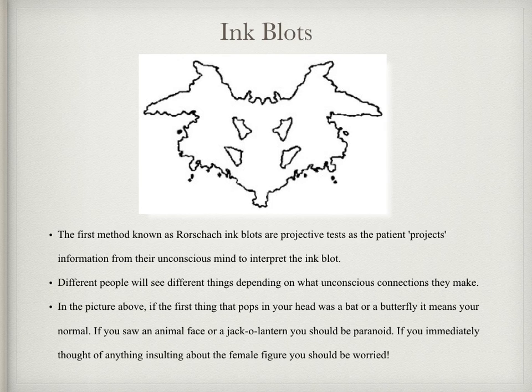So basically, this picture right here, I want everyone to take a look at it, take a snap, whatever your immediate thought is, and then hold it in your mind. If the first thing that popped in your head was a bat or a butterfly, it means you're normal. It's a common answer. But if you saw an animal face or a jack-o'-lantern, you should be paranoid, because that's kind of weird. But if you immediately thought of anything insulting about the female figure, you should be worried, because I guess that's bad.